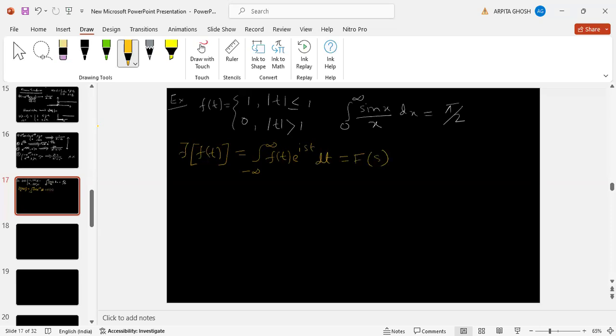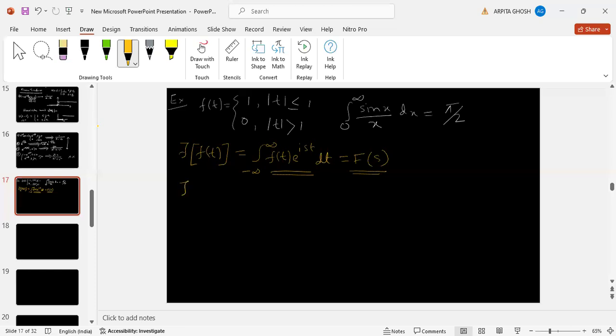Because no longer will t be there, because we are integrating with respect to t and putting the limits from minus infinity to plus infinity. That's why the entire thing will be free from t. It will be only a function of s, where s is any real number. This is the Fourier transform of small f(t). Now, along with that, we have another formula, that's for Fourier inversion.